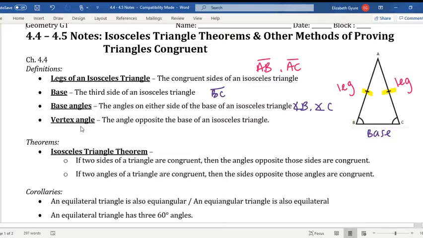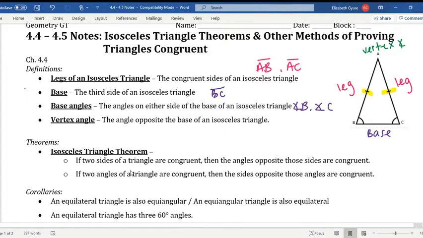And then you also have a vertex angle. That is the angle opposite the base of the isosceles triangle. It ends up being the angle that's not congruent to the others. So this is your vertex angle. Okay. So those are your main parts of your isosceles triangle.